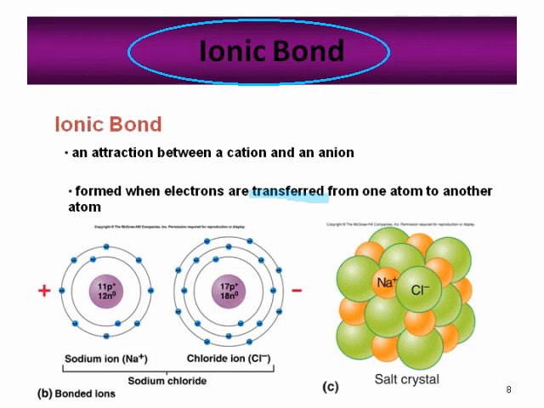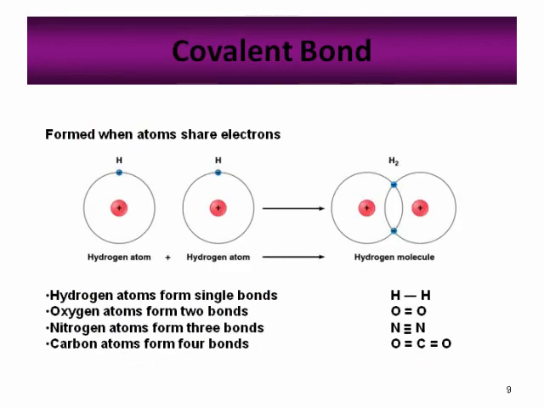Right? This is a relatively weak bond. It's very easy to split up ionic bonds, especially in the presence of water. And we'll talk about that in a couple minutes. Opposite of ionic bonding is covalent bonding.